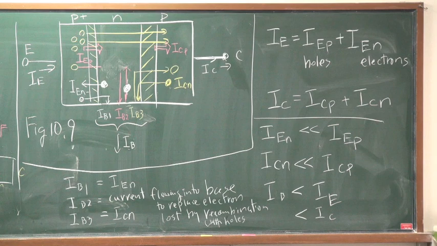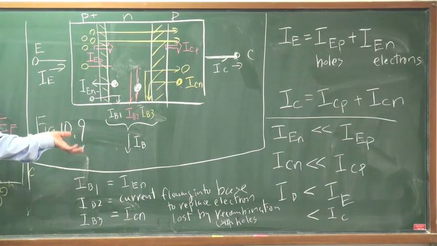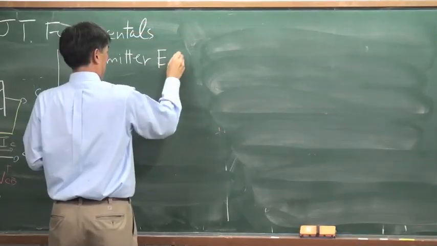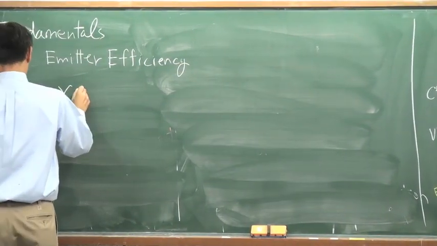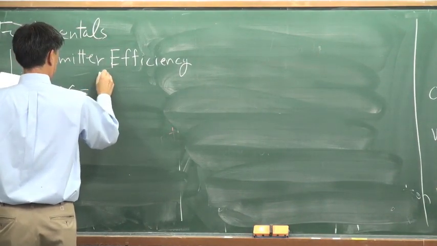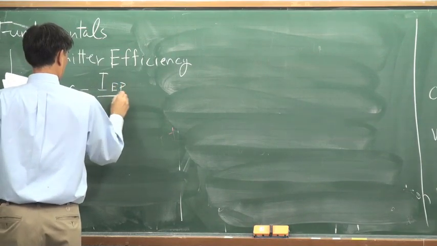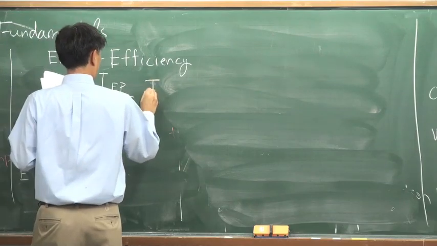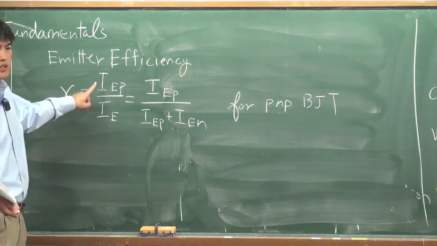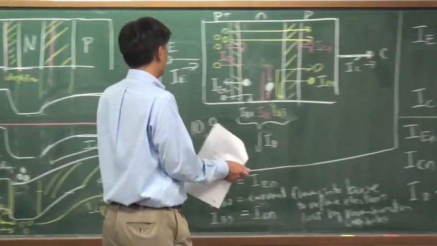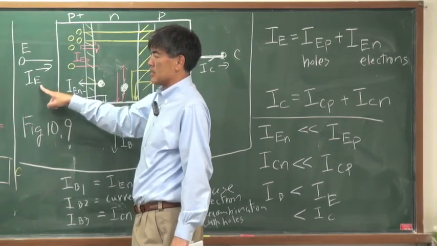So now, in the remaining 10 minutes, I'm going to just write down some equations, and then in the next class, we will actually model all these carrier actions using diffusion equations and so on. But here, just to set up the fundamental efficiency, gamma is defined as IEP over IE, because IEP. So this is just a ratio of IEP versus IE.